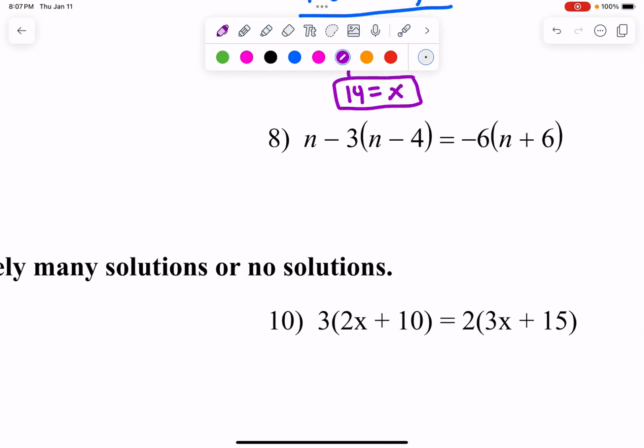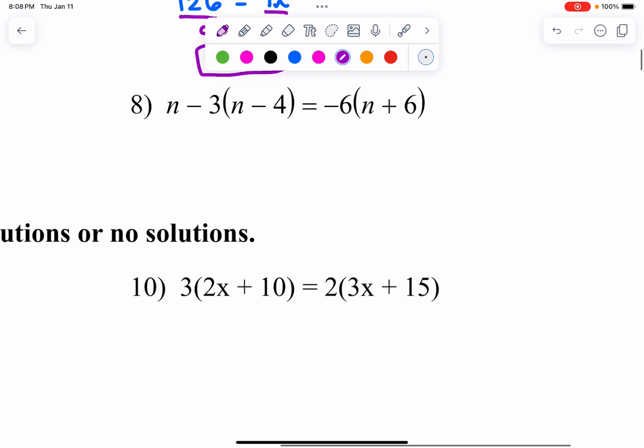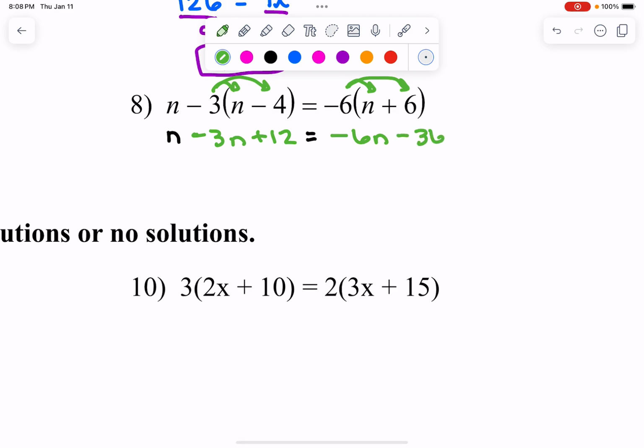For number 8, we've got a problem that has all our steps in it. Step number 1 is to deal with the parentheses. So we're just going to go ahead and start off, and we'll move the n afterwards. Then we've got negative 3 times n is negative 3n. Negative 3 times negative 4 is a positive 12. Bring down the equal sign. And then we want to distribute the negative 6 on the other side as well. Negative 6 times n is negative 6n. Negative 6 times 6 is negative 36.